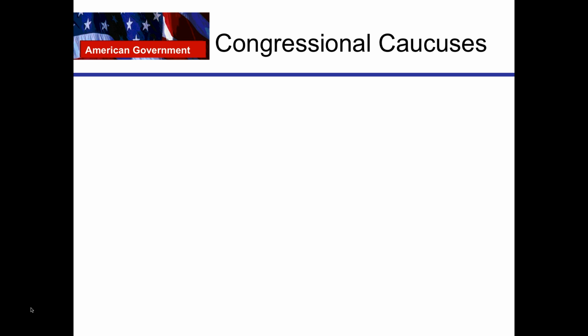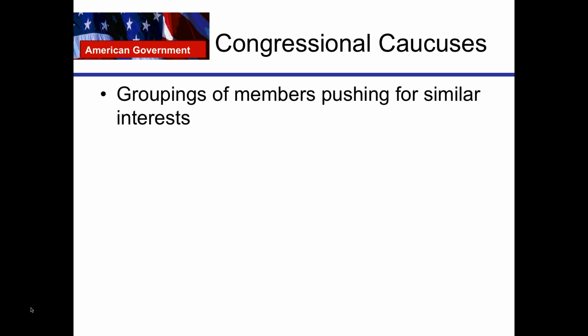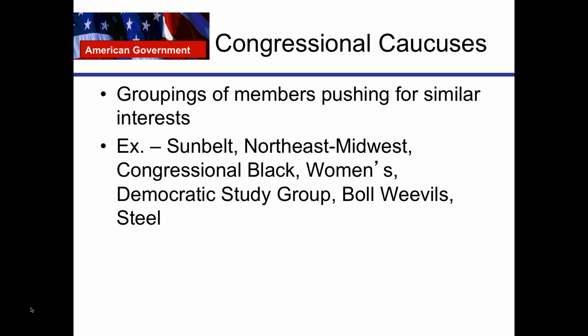Caucuses are important. These are groups of members pushing for similar interests. So here's some examples. The Women's Democratic Study Group, for example, is a liberal caucus. Steel Caucus promotes the steel industry, etc.